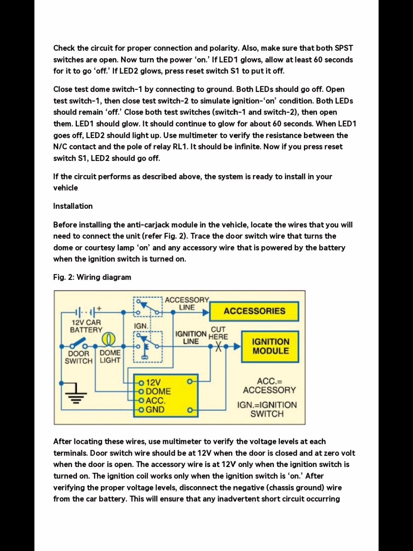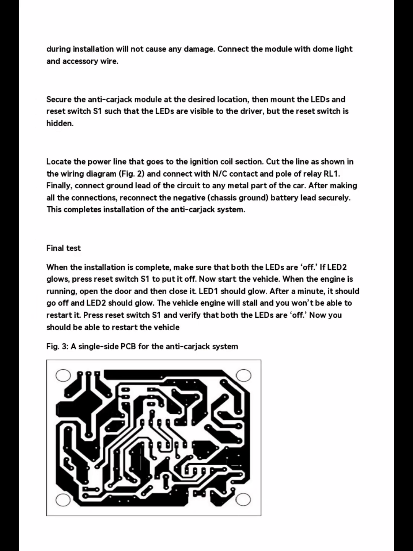After verifying the proper voltage levels, disconnect the negative chassis ground wire from the car battery. This will ensure that any inadvertent short circuit occurring during installation will not cause any damage. Connect the module with dome light and accessory wire. Secure the anti-carjack module at the desired location, then mount the LEDs and reset switch S1 such that the LEDs are visible to the driver, but the reset switch is hidden.